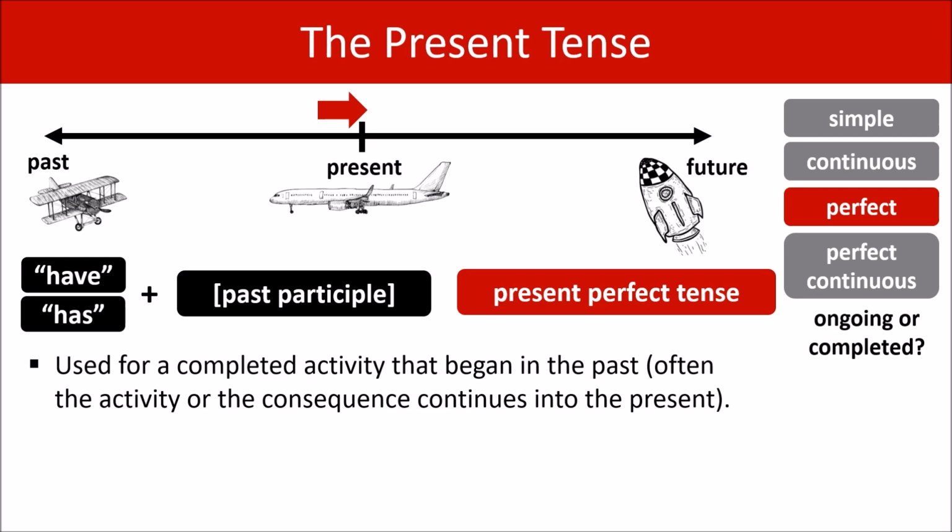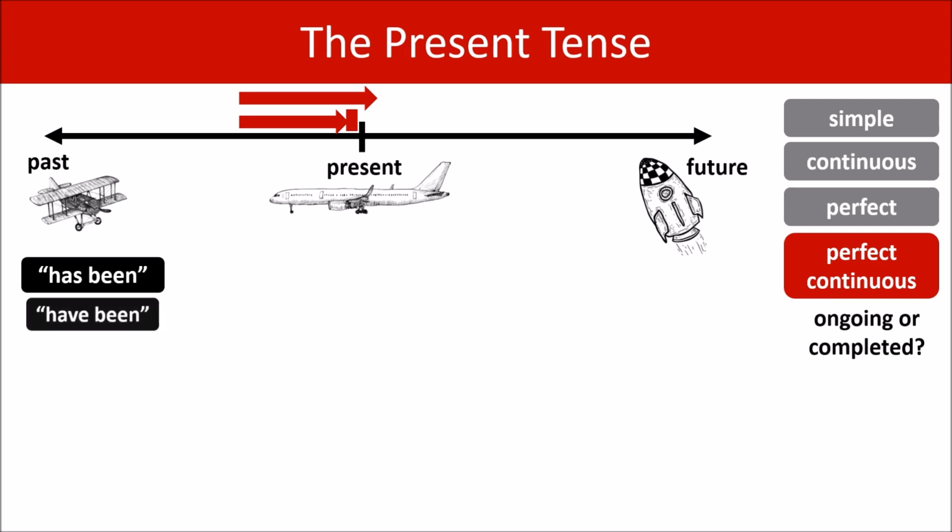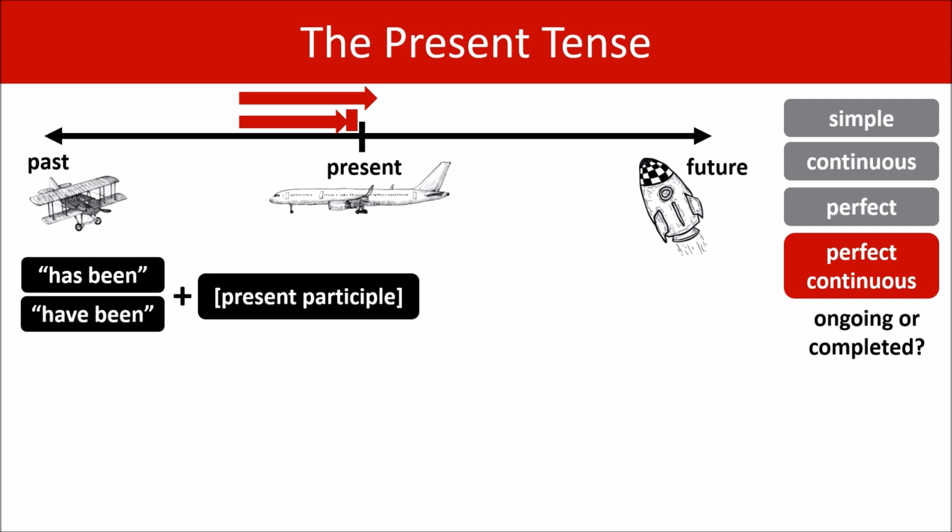Okay, let's keep going. Next, the perfect continuous aspect. Look at the arrows. The present perfect continuous tense is used for an ongoing activity that began in the past and continues into the present. It's also used for an ongoing activity that began in the past but is now finished. The construction we use is has been or have been plus the present participle. Remember, this is the form of the verb that ends in ing.